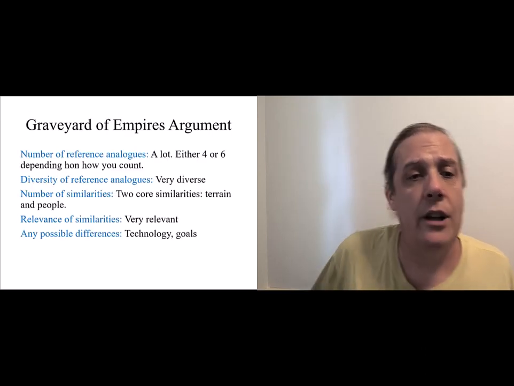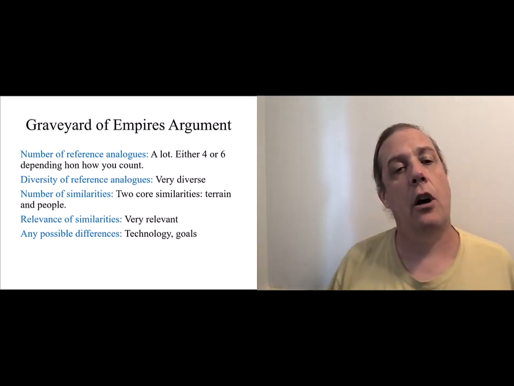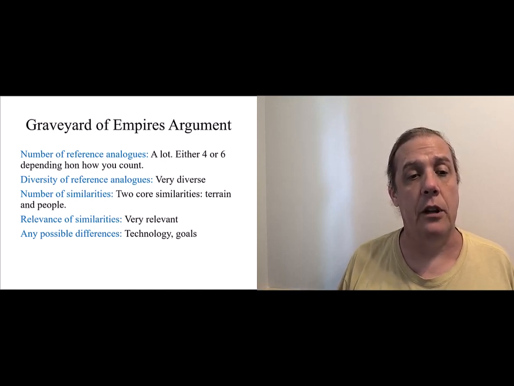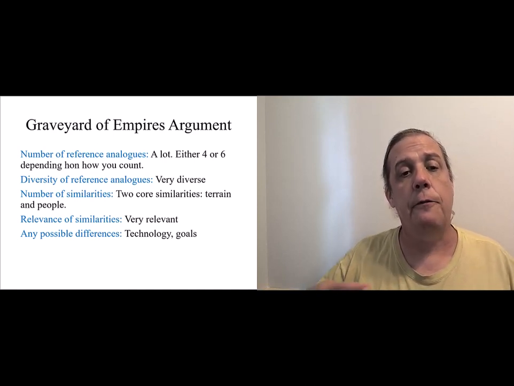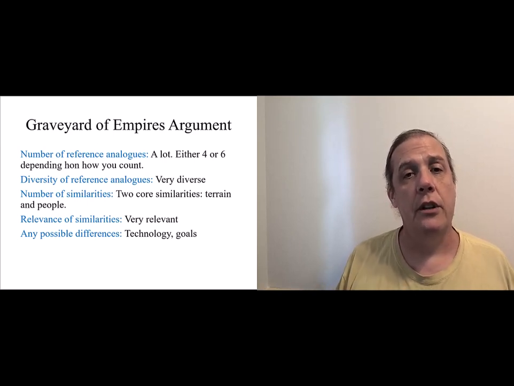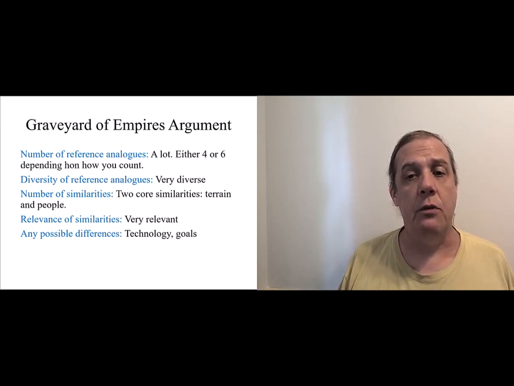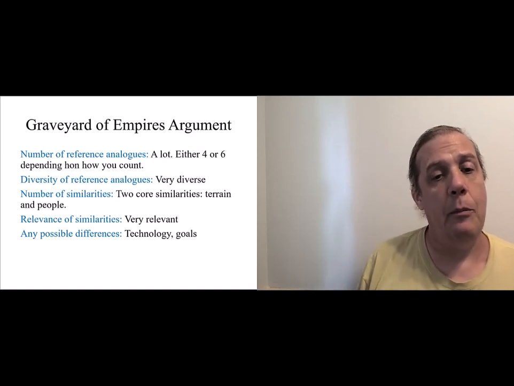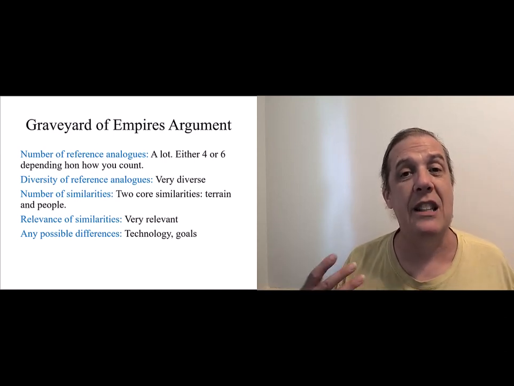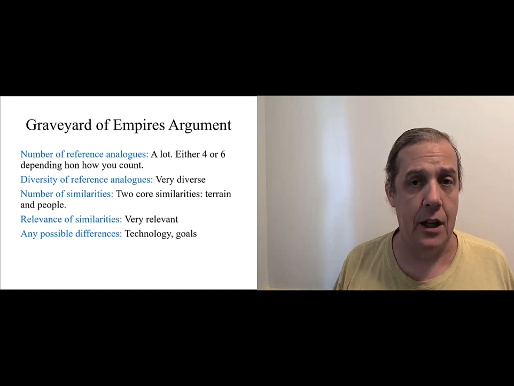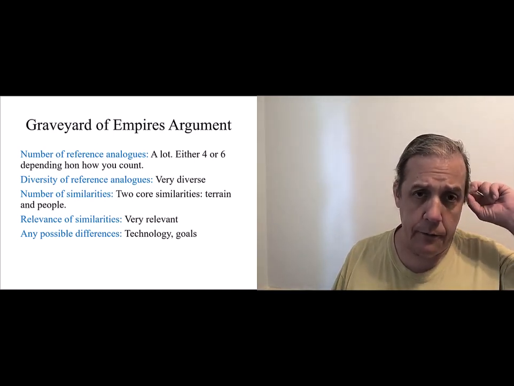The critical questions were the number of reference analogs, the diversity of reference analogs, the number of similarities, the relevant similarities, and any possible differences. The first 4 of those are about how much the analogy winds up supporting the conclusion, given that the premises are true. The final one is really just looking for missing information. And in this case, the missing information is going to be possible disanalogies, differences between all of these different military occupations of Afghanistan. So let's look at the first 4 first.